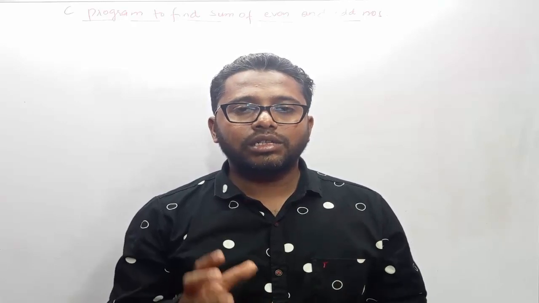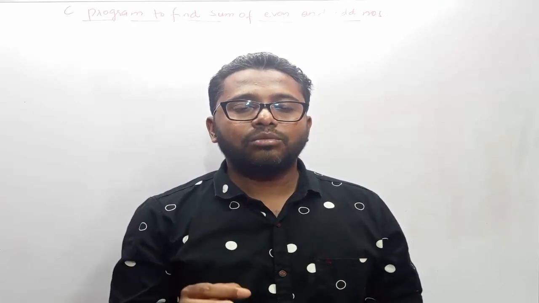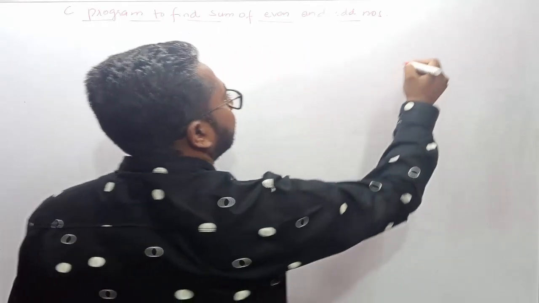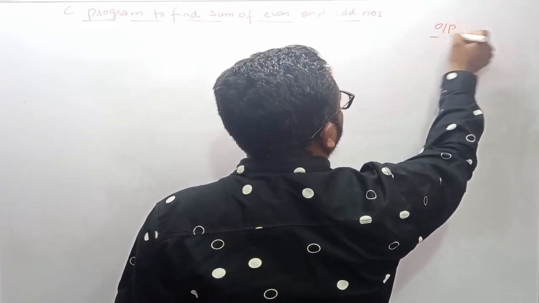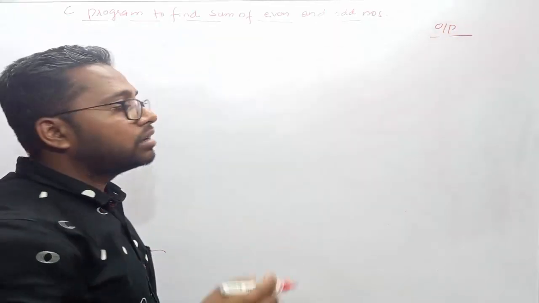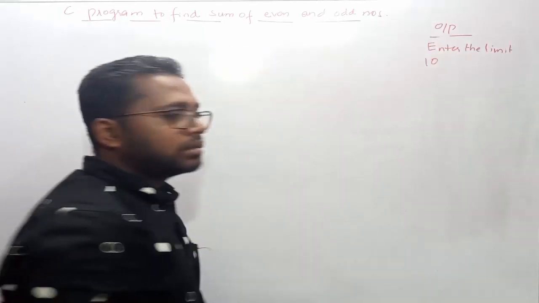Now let us start our discussion on finding the sum of even and odd numbers within a range. Let us first see the output of this program. When this program gets executed, it asks the user to enter the limit: 10.